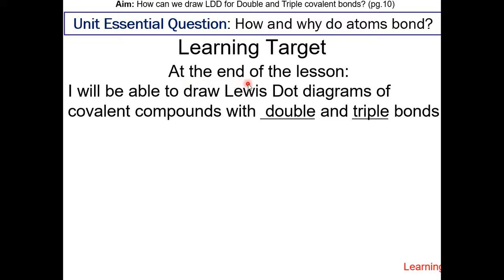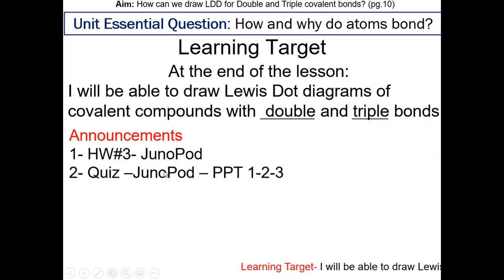Learning target. At the end of the lesson, I'll be able to draw Lewis dot diagrams of covalent compounds with double and triple bonds. Announcement: there will be a homework number 3 Junipod based off this lesson. There will be a quiz Junipod based off PowerPoint 1, 2, and 3.